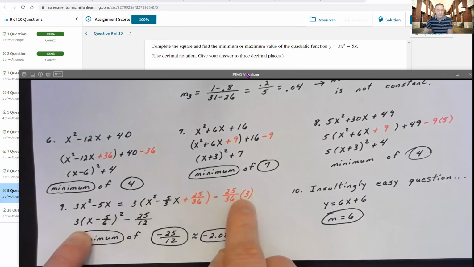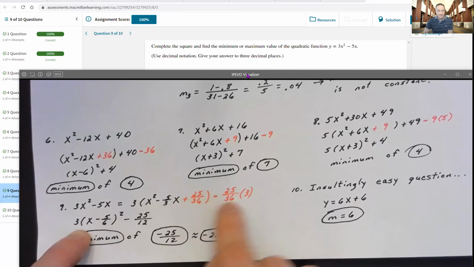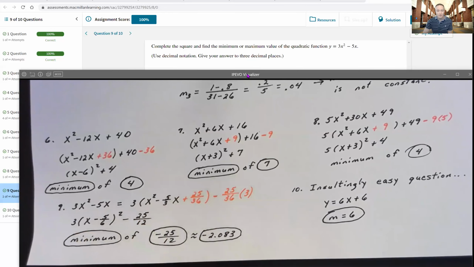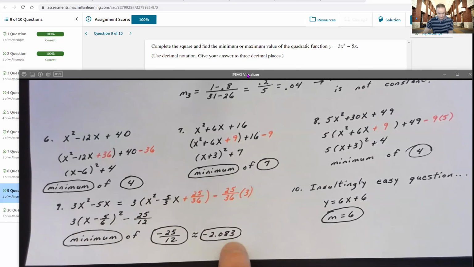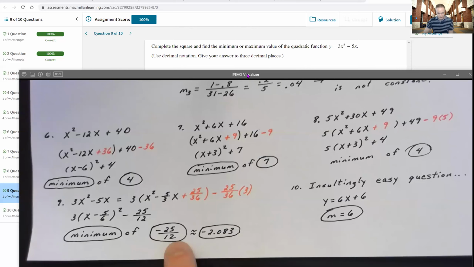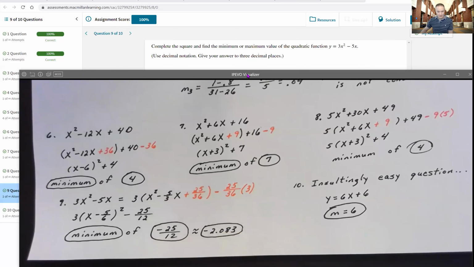The outside portion, 3 and 36 reduced down to 1 over 12. So that just gives me minus 25 over 12 for that last term. And so I can say, well, yeah, this quadratic is going to have a minimum value of negative 25 over 12. And the system is wanting a rounded answer on here. I don't understand why they wouldn't want the beautiful fraction there, but in my case, they wanted the negative 2.083 there.